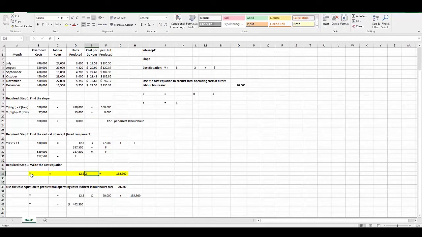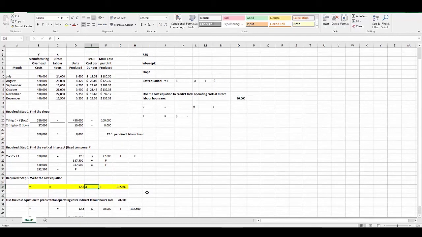Okay, so that concludes the high-low method. The next part of the problem we're going to look at is regression analysis. We're using the same data, and I'm going to show you how this information is calculated.